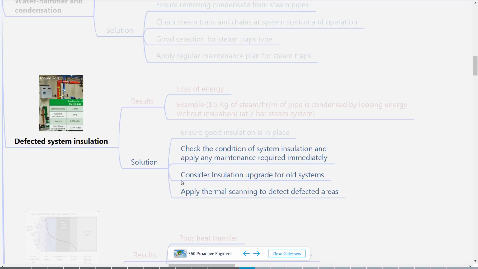So we can consider having an insulation upgrade, as we said in the previous video related to thermal insulation, for the old system when we have any chance. We can also scan using our thermal camera to detect the defective areas and apply the required maintenance for it.